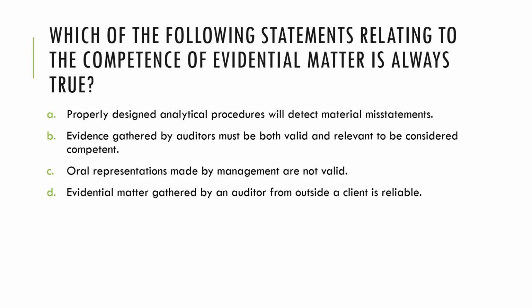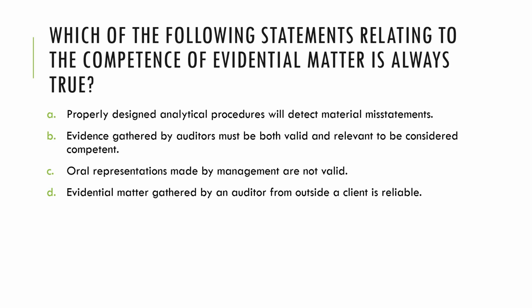Next, which of the following statements relating to the competence of evidential matter is always true? Now, whenever we talk about evidential matter or evidence, we always talk about the sufficiency and appropriateness of audit evidence. We know sufficiency is quantity, appropriateness is quality, and quality is represented by both relevance and reliability. When we talk about competence, we're actually referring to the quality, ergo the appropriateness of evidential matter. So, which of the following is always true?